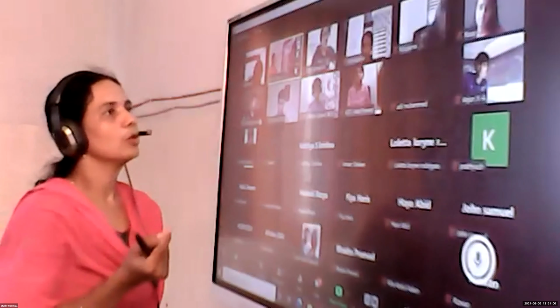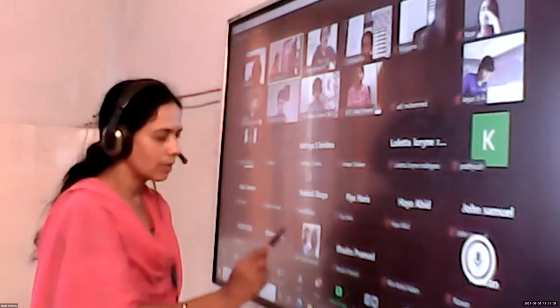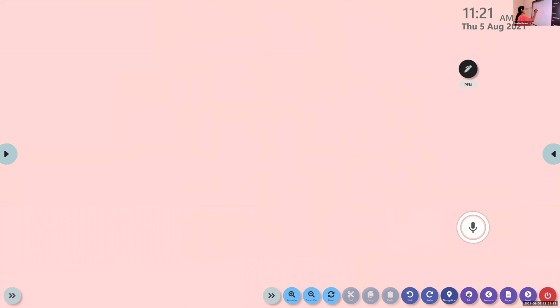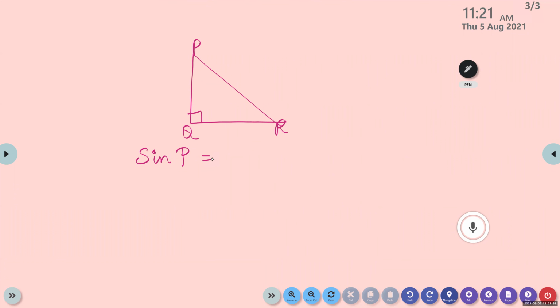Now, one more point we are going to learn. That is also an important 1 mark concept. Write down. Now, consider one right angle triangle. Suppose PQR is a right angle triangle, right angled at Q. What is sine P? By the definition, what will you get for sine P? Opposite by hypotenuse. So what will you get?